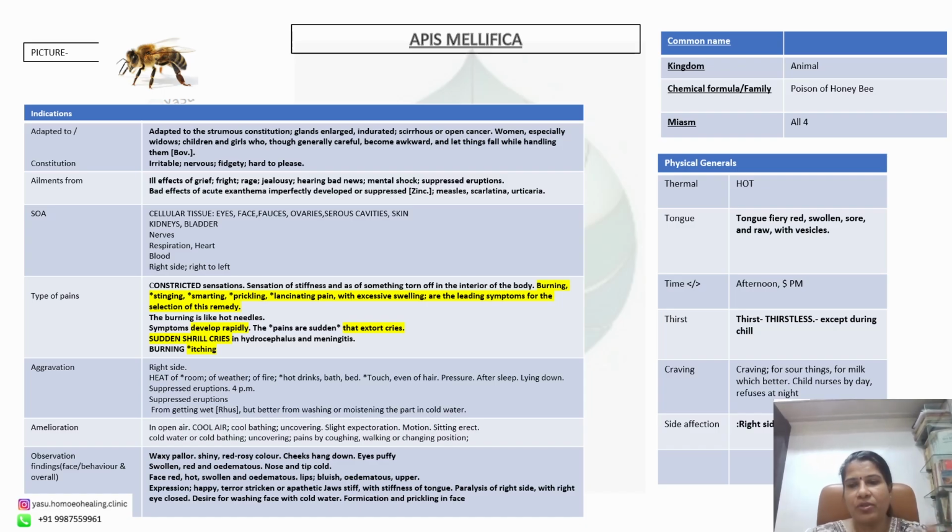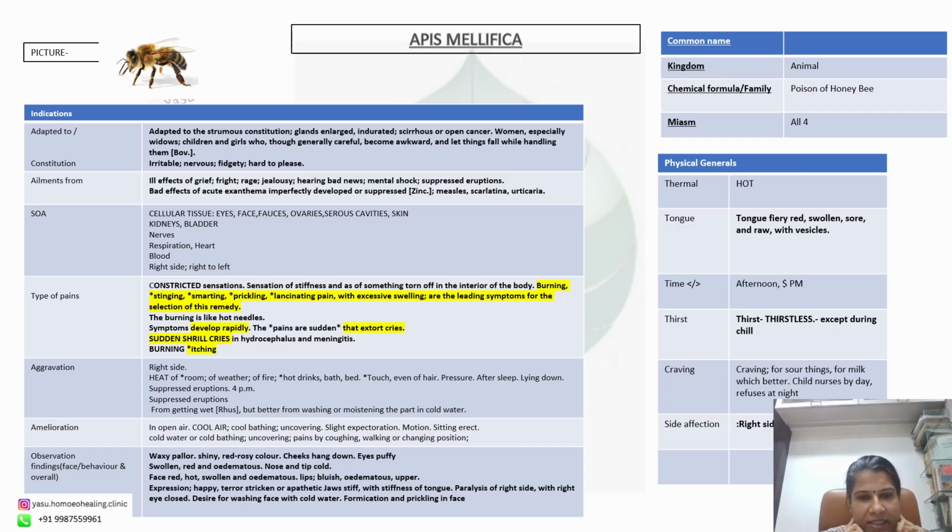Now, the observation of an Apis patient will be that there will be waxy pallor on the face or in the inflammation or edema of the part, a shiny red rosy color. It will be a shiny, red rosy appearance. Cheeks hang down, eyes will be puffy, especially the lower eyelids, swollen, red and edematous. Then the face would be red, hot, swollen, edematous. Lips will be bluish, and the upper lip is swollen. Edematous upper lip. Expression would be happy or terror-stricken or apathetic.